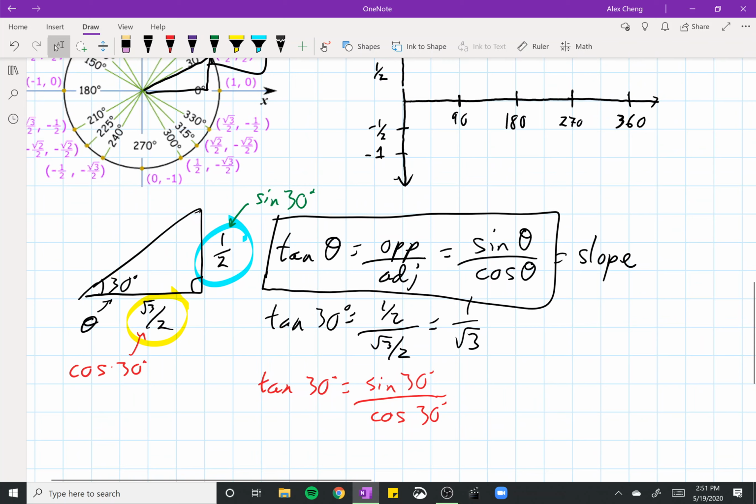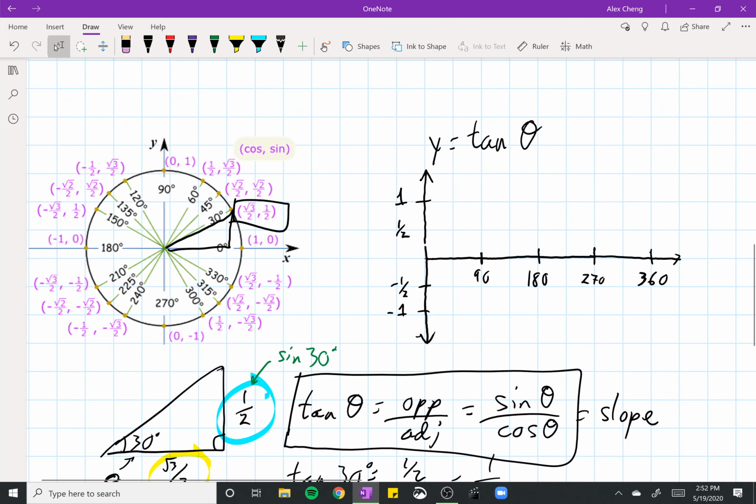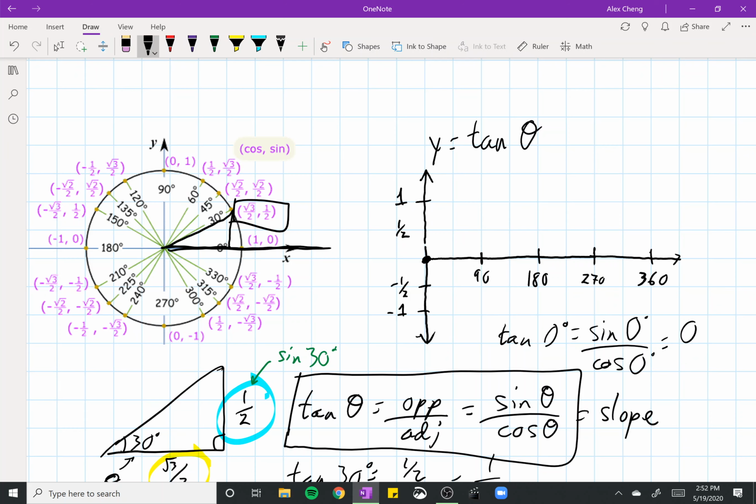And so now we can just imagine what all the slopes are at each of the angles. Let's look at 0 degrees. Our angle is at 0, so our ray is flat. And therefore, if a line is flat, its slope is 0. This also checks out, because tangent of 0 degrees would equal sine of 0 divided by cosine of 0, which would simply be 0 over 1, which is 0. So that checks out.